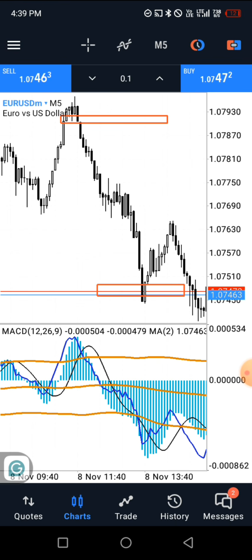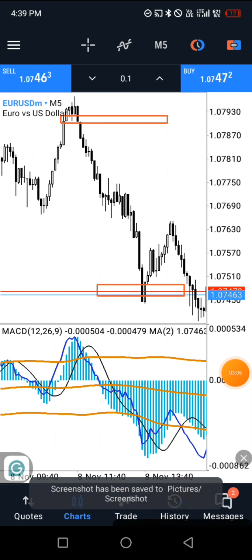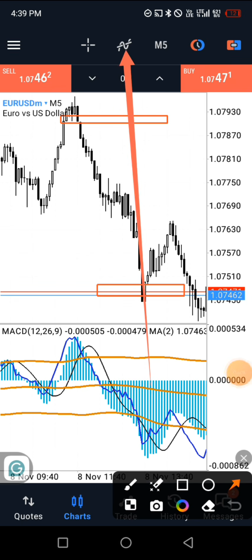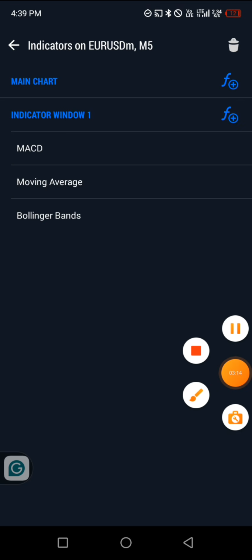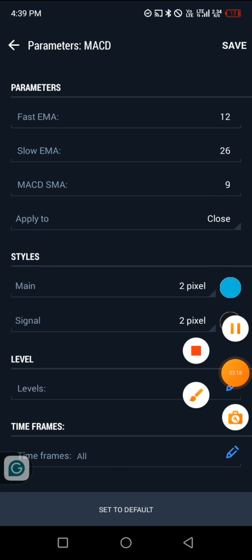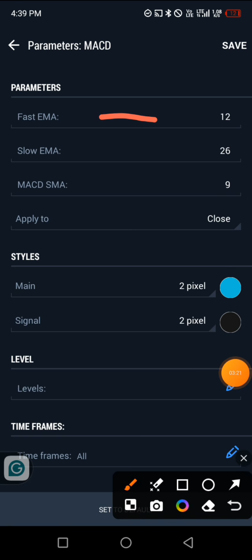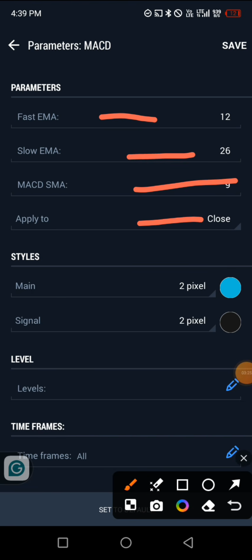So you click on your F icon. You click on your indicator icon right here. Okay, so when you get that, you're going to be using these three indicators, which is the MACD, the moving average, and also the Bollinger Band. So in your MACD, this is going to be your parameters. Your fast EMA is going to be 12, your slow EMA is going to be 26, your MACD SMA is going to be 9. Apply to close.